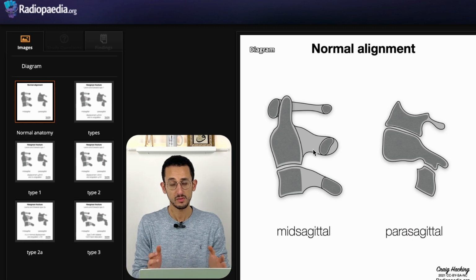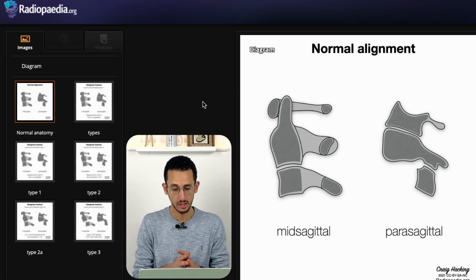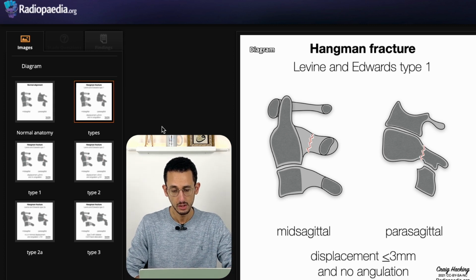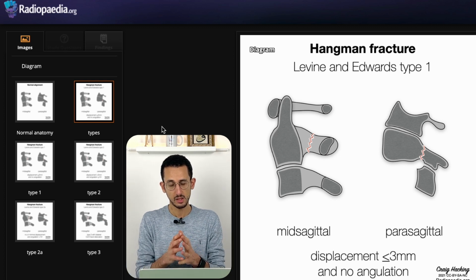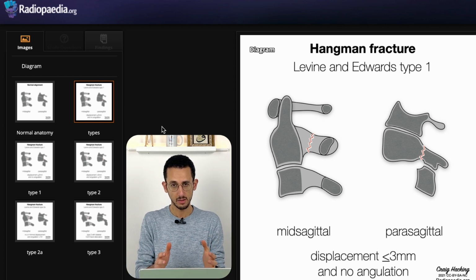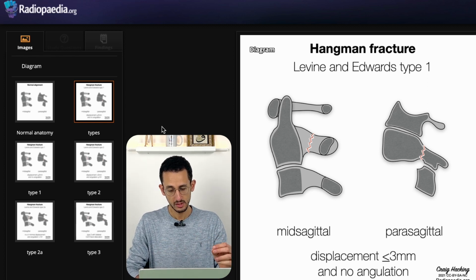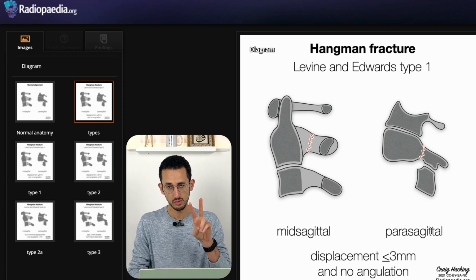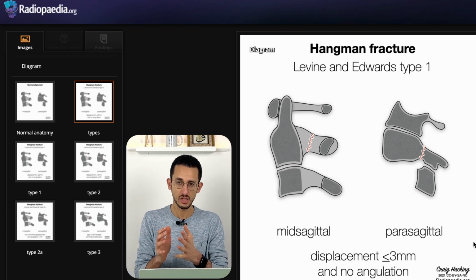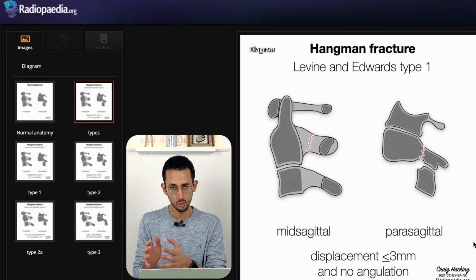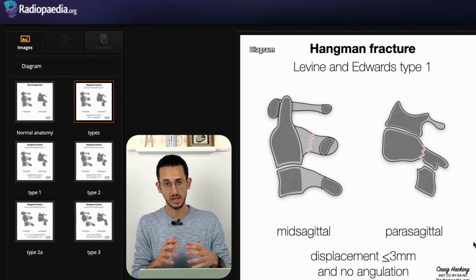In terms of the classification of the Hangman fracture, this is classified according to the Levine and Edwards classification. So we have type 1, and as I said earlier, you have two main things that you need to think about. First is the displacement and then the angulation. So to start with, the type 1 would have a displacement of less than 3 millimeters. The two numbers that you need to remember in this classification are 3 and 10. And the two words that you need to remember are displacement and angulation.